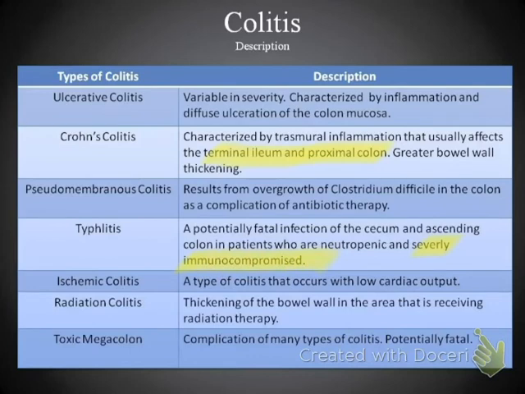Ischemic colitis is a type of colitis that occurs with low cardiac output. So ischemic colitis is caused by the bowel not receiving enough blood due to low cardiac output. Radiation colitis is thickening of the bowel wall in the area that is receiving radiation therapy. So it's due to radiation therapy. Toxic megacolon is a complication of many types of colitis and potentially fatal. And so you combine several forms of colitis and you get toxic megacolon. And so it's very, very deadly. But just keep what we have highlighted here to kind of keep it straight on what type of colitis you may be actually viewing.